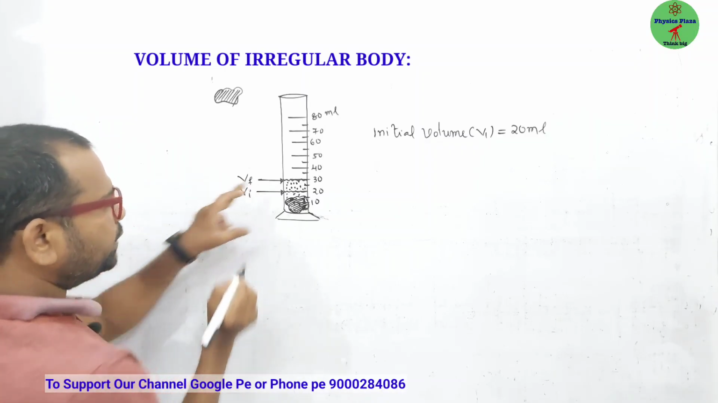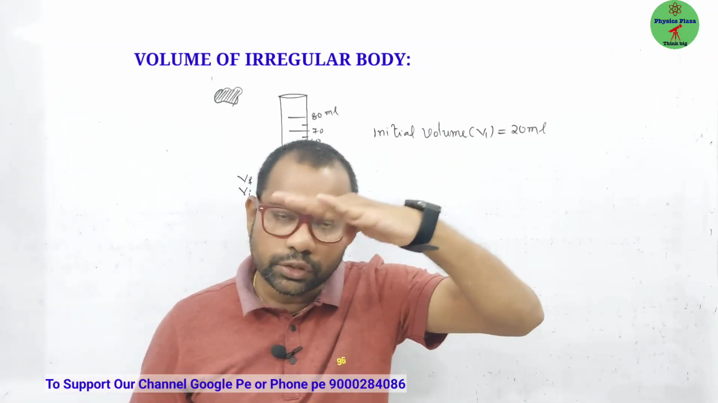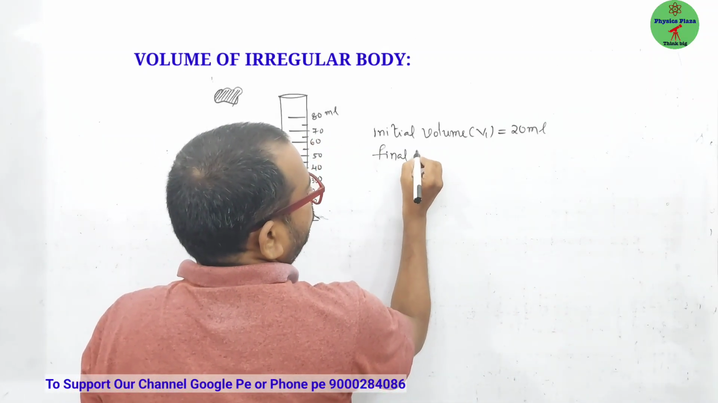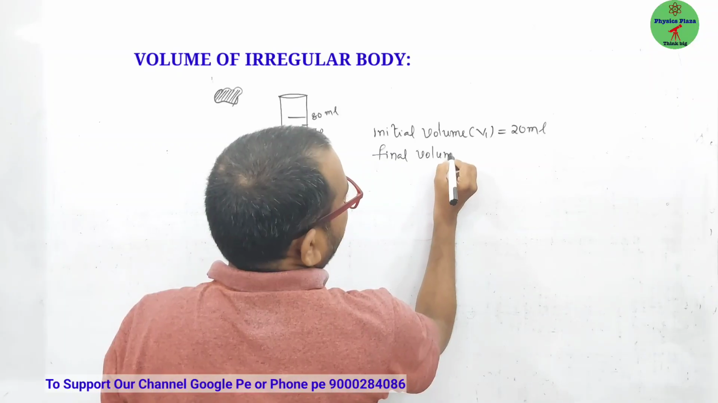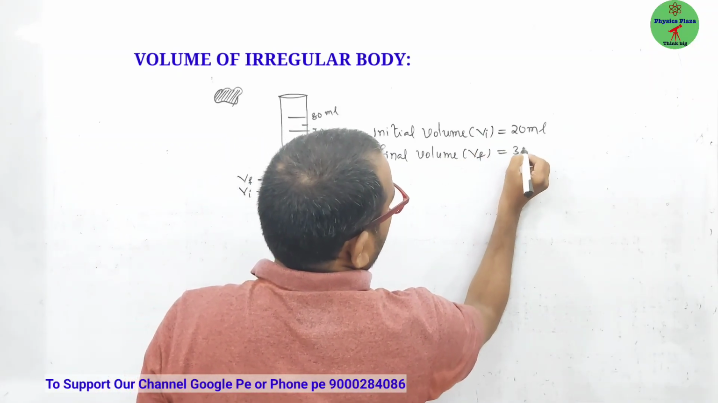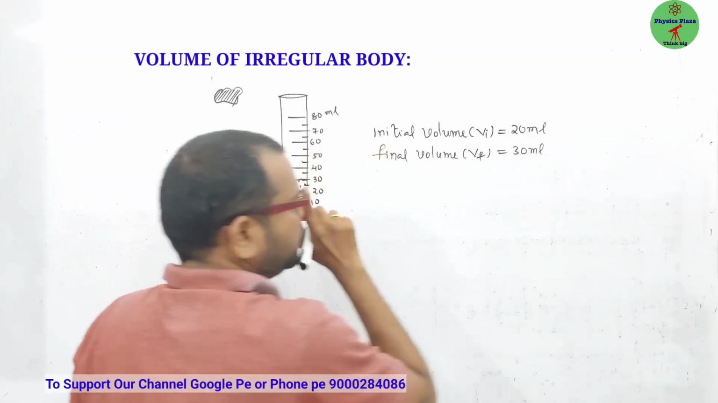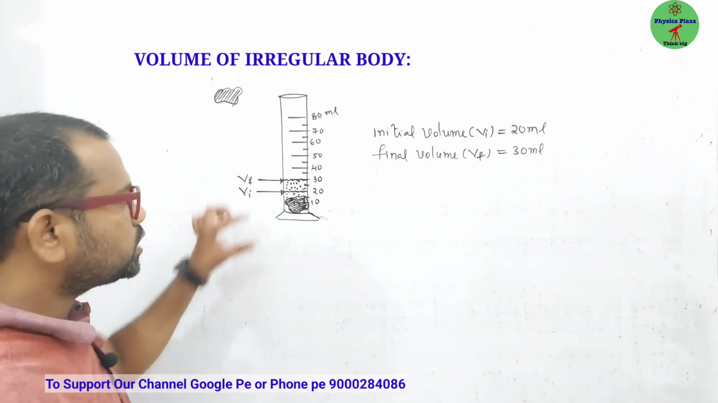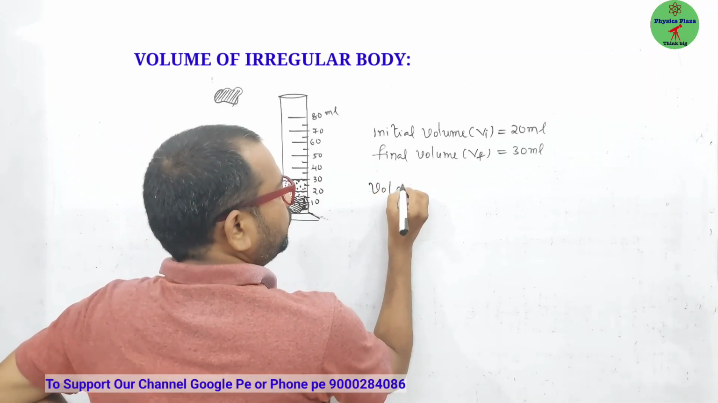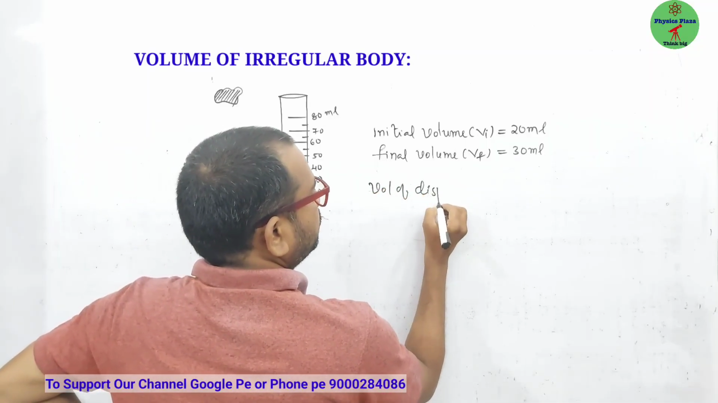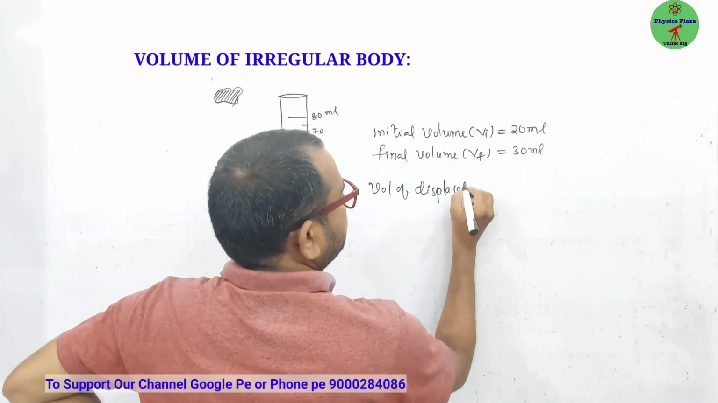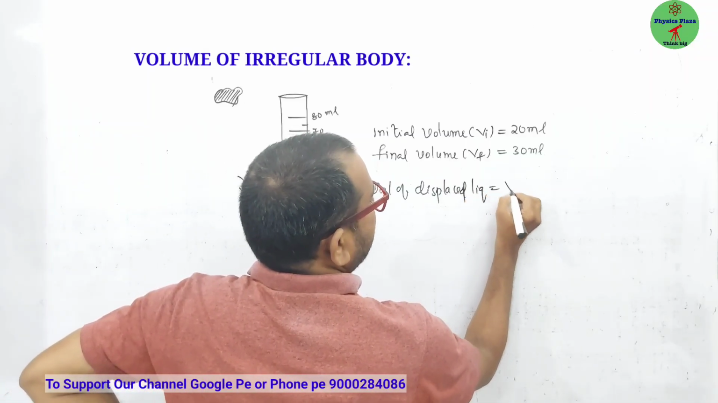This will be the final volume. Whatever level you get, you can read it, and that is the final volume of the liquid. Initial, this is final. Let us say you got 30 ml. Now how much water is displaced? So the volume of displaced liquid. How to get it?